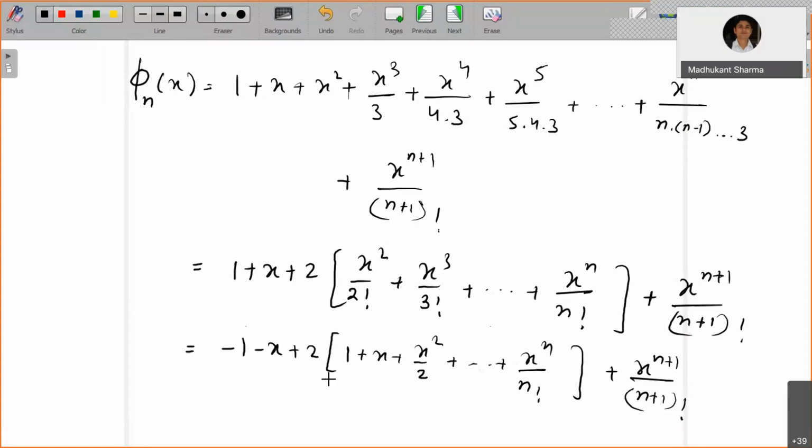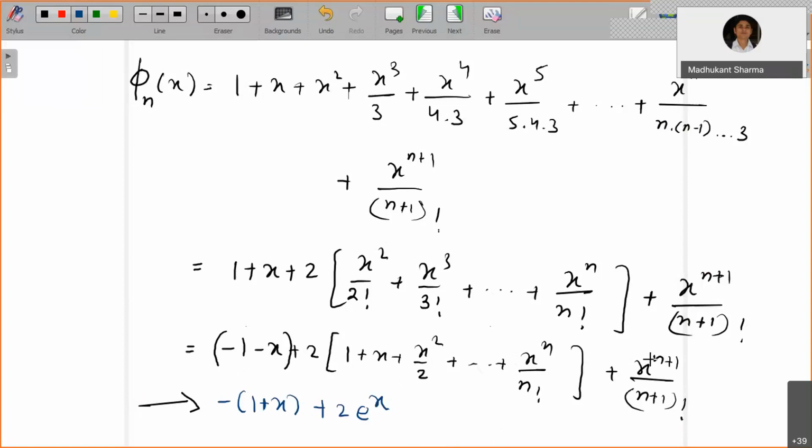Okay, now you can see this is a constant term. Constant means it is independent of n. So where does this tend to? The first two terms will tend to minus 1 plus x, and the second term, 2 times, will tend to 2 into e to the power x.